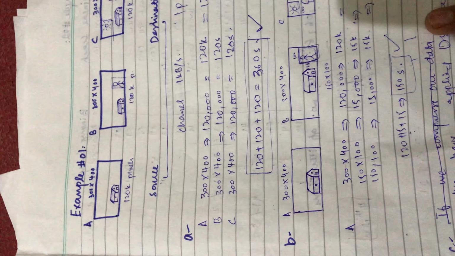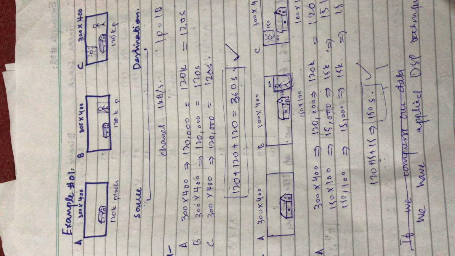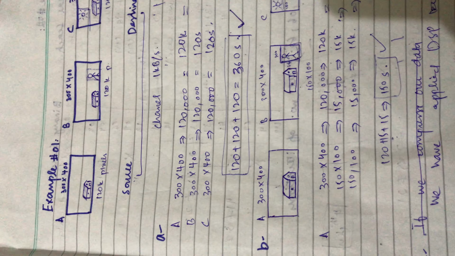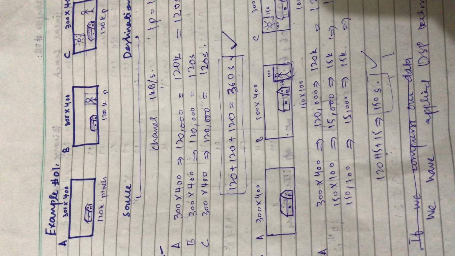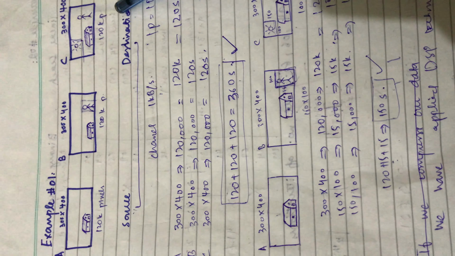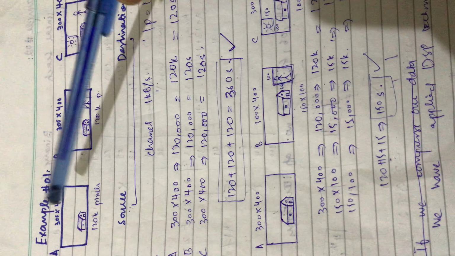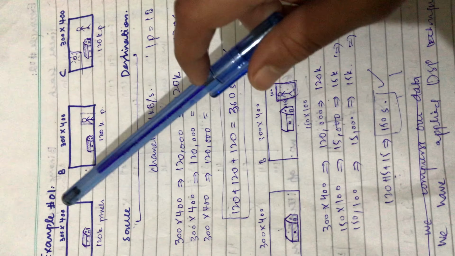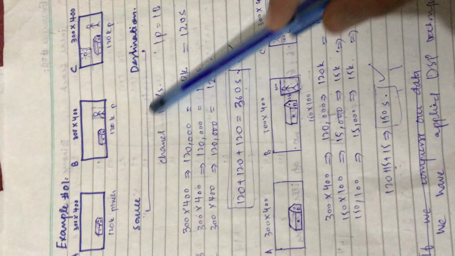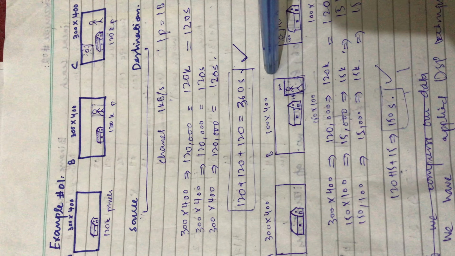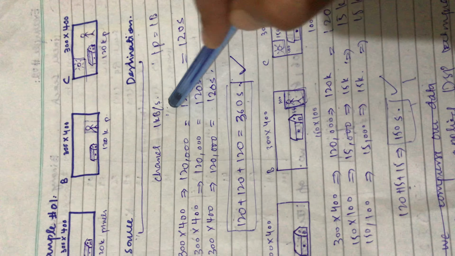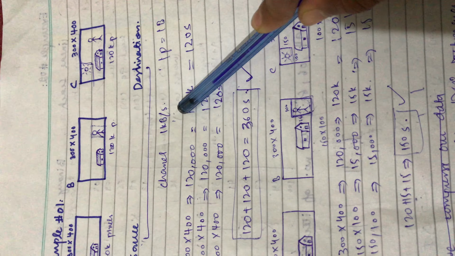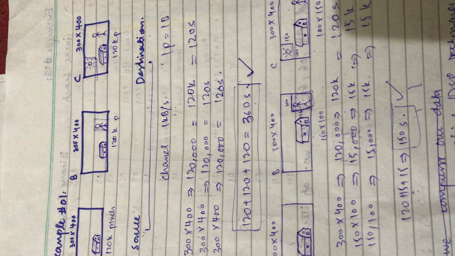Now we'll go through two examples. The first is about the resolution of three images. We have three images, each with a resolution of 300 cross 400, and we have to transmit all three images through a channel whose bandwidth is 1 kilobyte per second. A bandwidth of 1 kilobyte per second means that in 1 second we can transmit 1 kilobyte, or 1 kilopixel, of data.